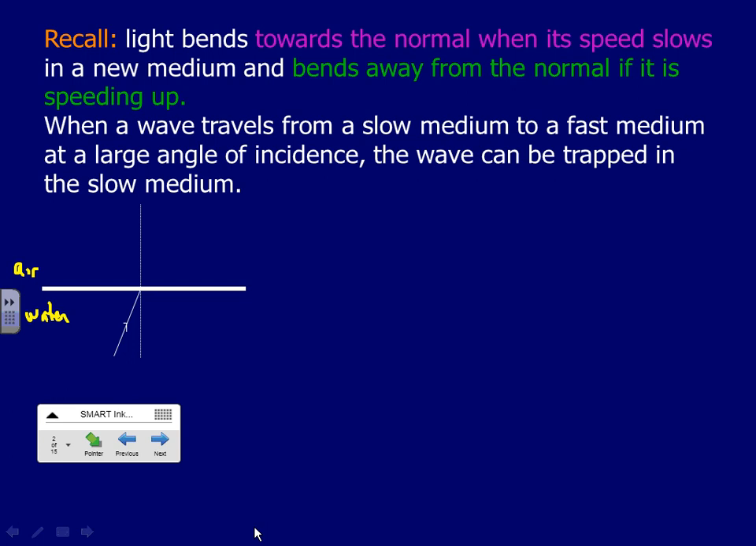So what I want you to do here is, I've got air, I've got water, here it is coming in, so there's theta 1. And which way is this thing going to bend? Away from the normal, so it's going to take off like that. Okay? And again here, this is our classic theta 2. We know how to do those calculations. We will be doing some of them today.